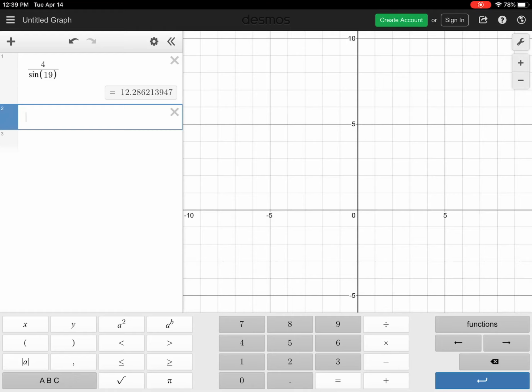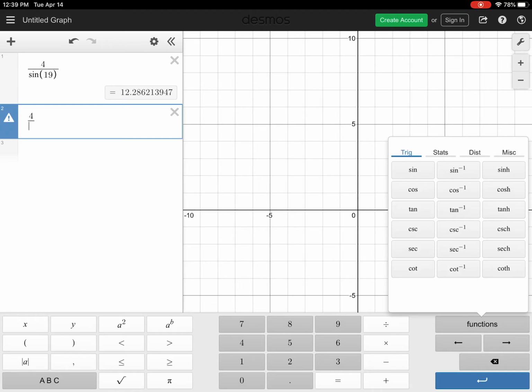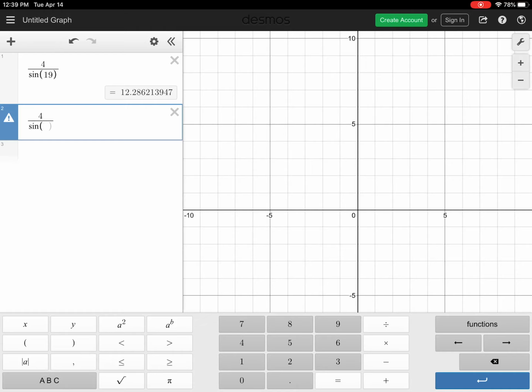Now I'm going to show you how to type this in. To make the fraction, you hit the divide button, and the 4 goes on the top. Then on the bottom, you see the word functions over on the right side. You hit functions, and we have our options: sine, cosine, or tangent. There are other options on there too, but don't worry about those. We're just focusing on sine, cosine, and tangent. In this case we use sine, then type in 19, and we get our answer.